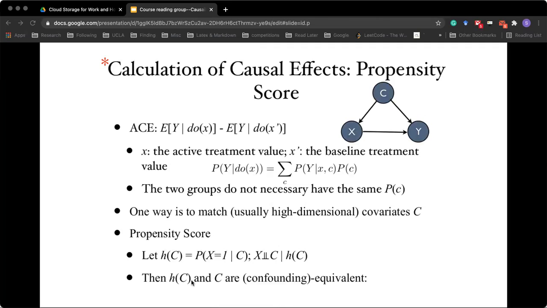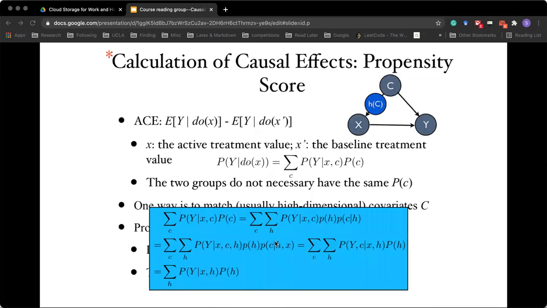In this case, we can prove that H and C are equivalent in this backdoor adjustment. The proof is still very simple. Basically, this is our original backdoor criteria, conditional on C. We just use the total probability to add H, to make P of C into P of H times P of C given H.